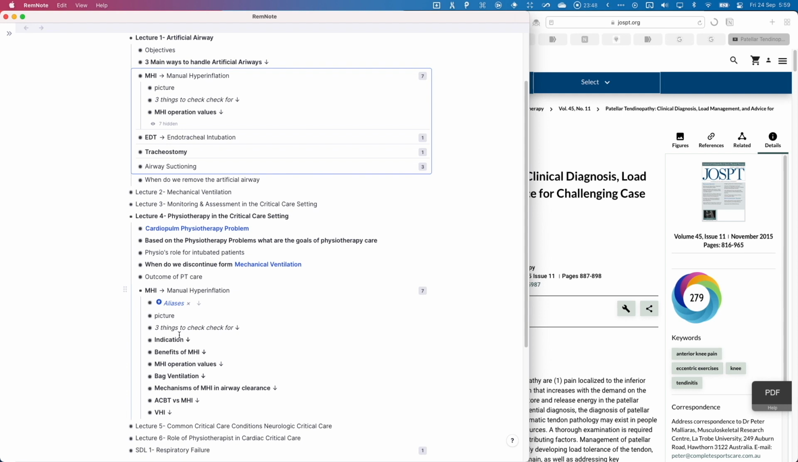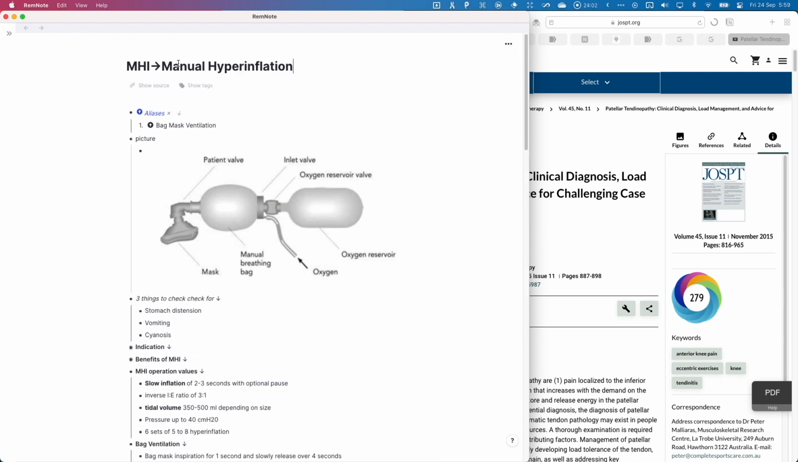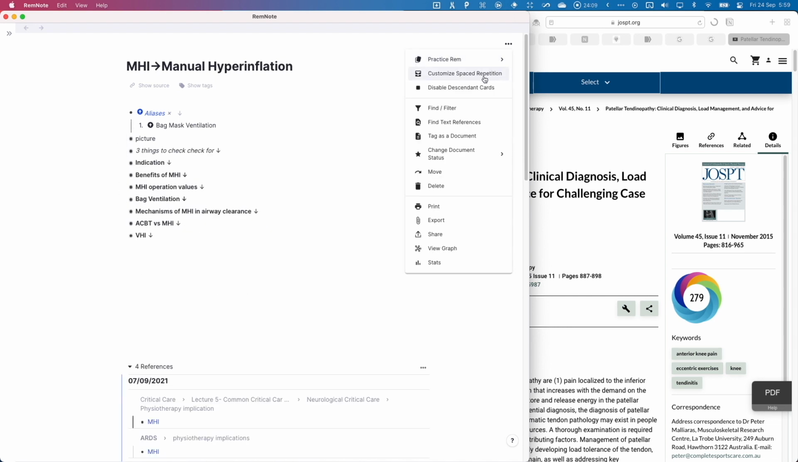By adding all of them together, I am consistently adding into concepts. So when I'm revising, I'm not revising just a lecture. I am going to revise the concepts. I can go into MHI as its own page, and I'm able to revise week one and four at the same time. Practice all cards.